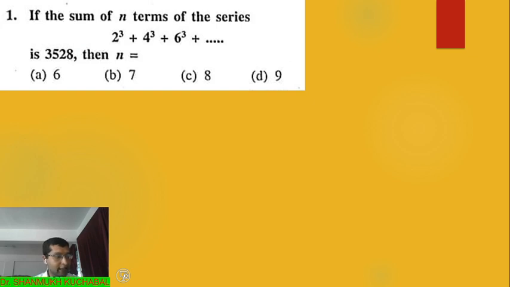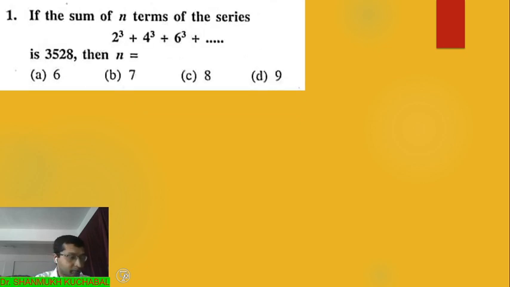Next, directly we begin with the examples. If the sum of n terms of the series 2 cube plus 4 cube plus 6 cube and so on is 3528, we have to calculate n, that is the number of terms present.